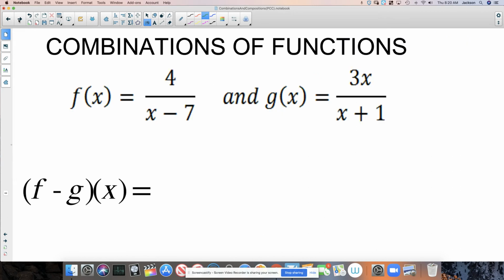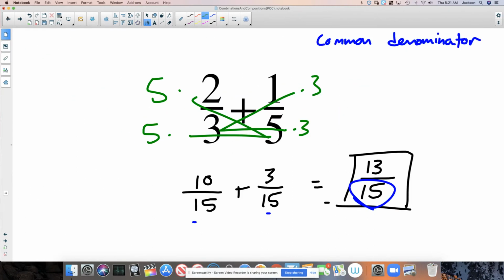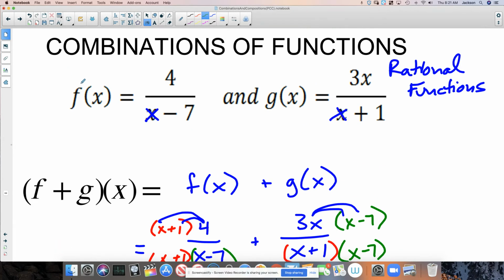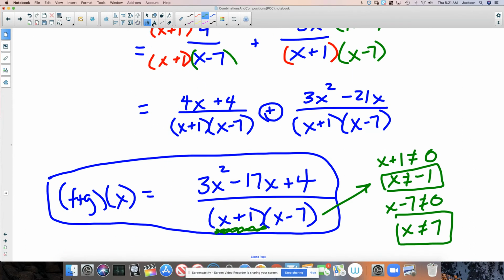All right, let's take a look at the difference, or subtracting rational functions here. Now, I'm going to kind of cheat through this a little bit because we already talked about how to add these. We talked about finding a common denominator by finding the products.